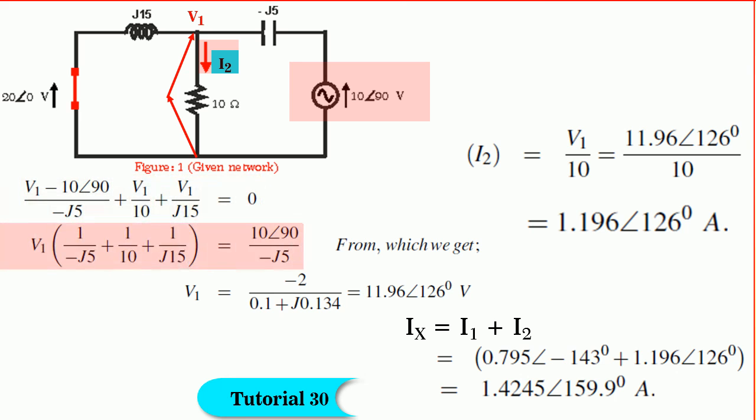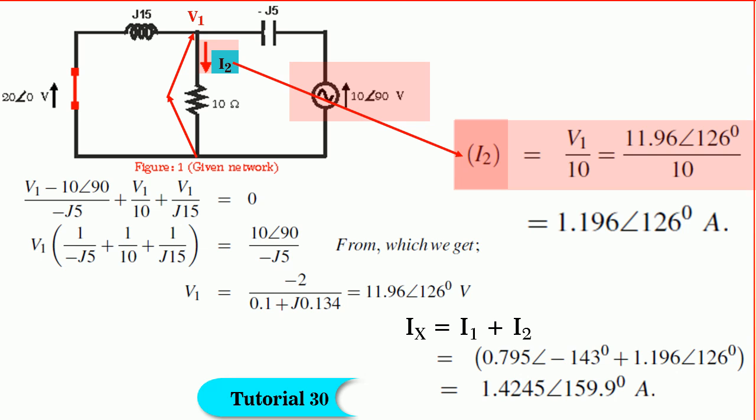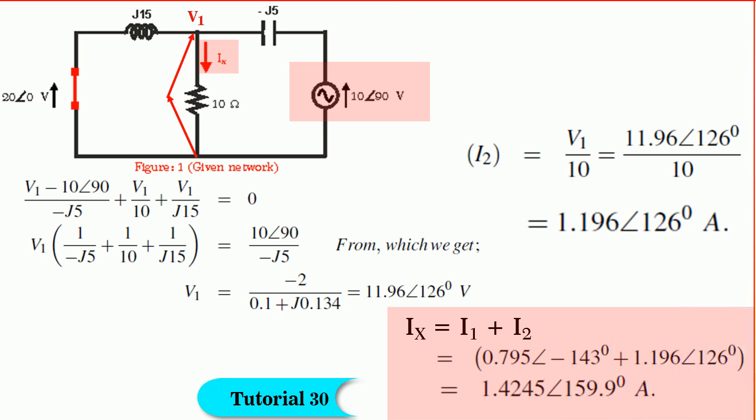By solving, we get V1 is equal to 11.96 angle 126 degrees and I2 is equal to V1 divided by 10, and by substituting it, we get I2 is equal to 1.196 angle 126 amperes. Hence, current Ix due to both the sources, we get Ix equal to I1 plus I2, and by substituting the values, we get Ix is equal to 1.4245 angle 159.9 amperes.